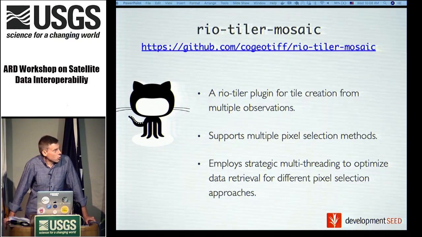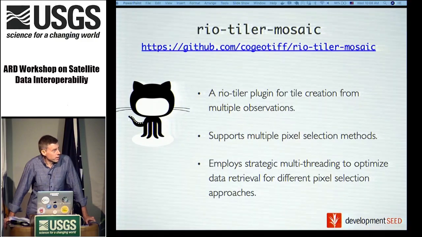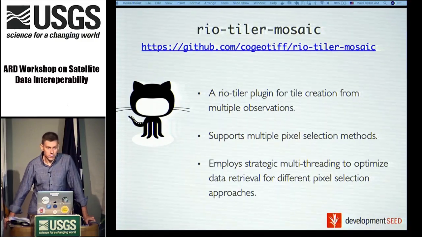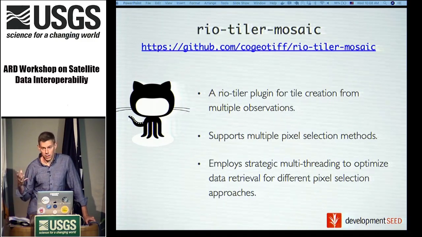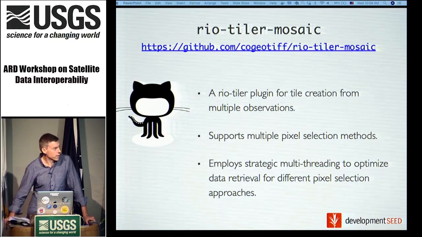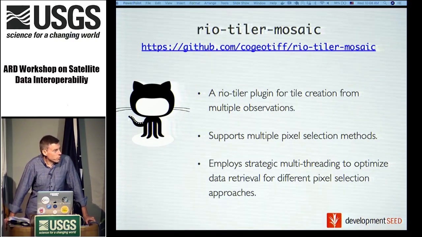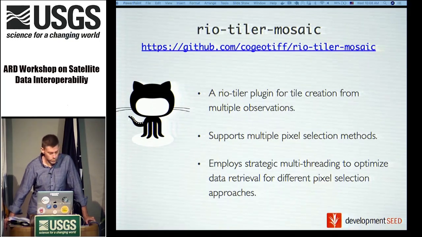The next Lego block that we're using within this pipeline is RioTiler Mosaic. It's a RioTiler plugin that allows for tile creation from multiple observations. So rather than just rendering a tile from a single image, we can use an array of images and a stack of images in order to render out a tile. It supports multiple pixel selection methods, and we use some strategic multi-threading to optimize our data retrieval for pixel selection approaches.